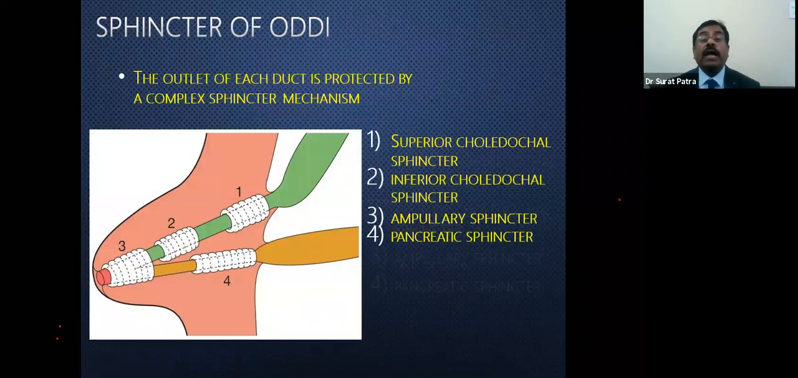Now the sphincter of Oddi. There are 4 sphincters: superior choledochal sphincter, inferior choledochal sphincter, ampullary sphincter, and pancreatic sphincter.